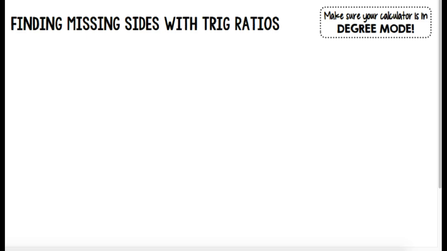Alright, in this video we're going to take a look at finding missing sides in right triangles using trigonometry that we just talked about, using the trigonometric ratios. If you notice, the first thing up here says make sure your calculator is in degree mode. Even if you're using one of the apps that we've talked about, you need to do this.